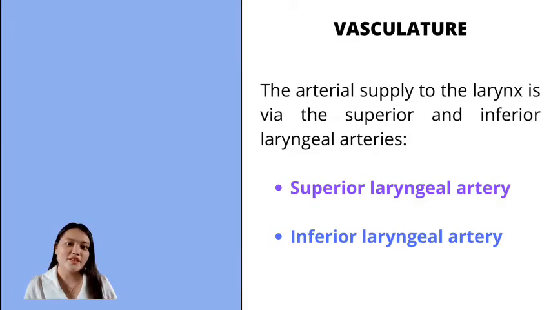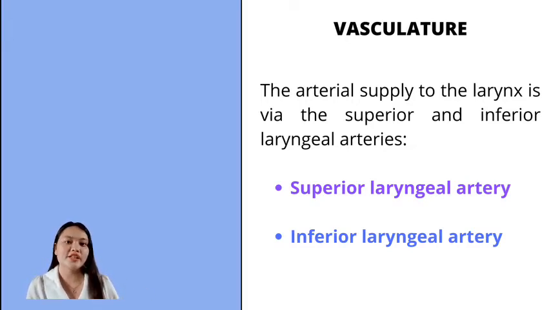The arterial supply to the larynx is via the superior and inferior laryngeal arteries. First, the superior laryngeal artery. It is a branch of the superior thyroid artery, derived from the external carotid. It follows the internal branch of the superior laryngeal nerve into the larynx. Second is the inferior laryngeal artery, a branch of the inferior thyroid artery derived from the thyrocervical trunk. It follows the recurrent laryngeal nerve into the larynx.